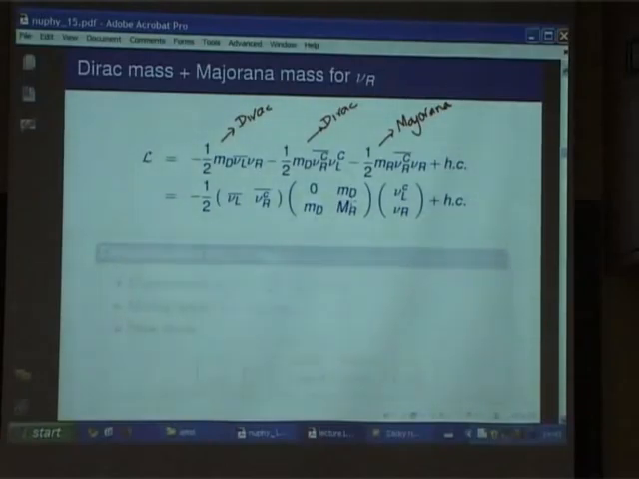MD can be the mixing element. MD is much smaller than MR. So let's take this. Tan 2 theta is 2MD by MR, so tan theta is approximately MD by MR. So the mixing angle is very small. What about the mass eigenstates?